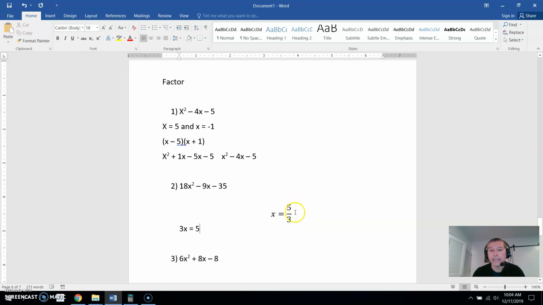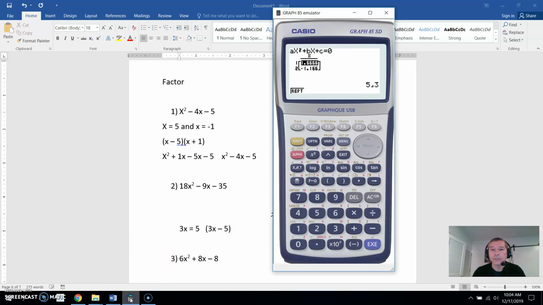If you multiply by 3 here, the 3's cancel. Multiply by 3 here, you have 3x. Or just think of these being multiplied together. Now move that 5 over, and you have the factor 3x minus 5. Do the same thing with the other solution. Let's take a look at the other solution.